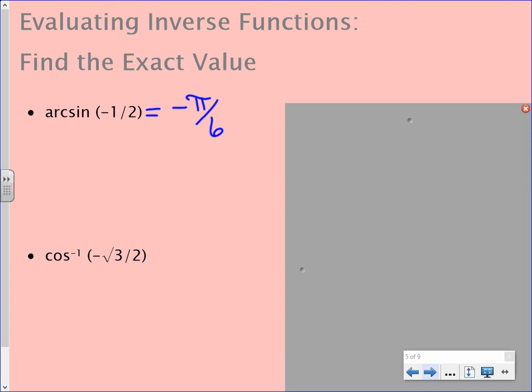Inverse cosine of negative radical 3 over 2. Where's the cosine radical 3 over 2? Pi over 6. Now, we have negative radical 3 over 2 and its inverse cosine. Which quadrant do we need to go to? We need to go to the second quadrant. So 5 pi over 6.